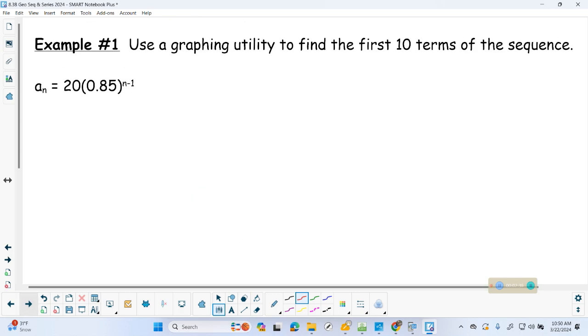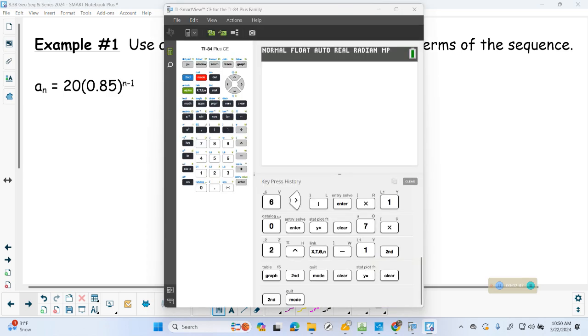Now, use your graphing utility to find the first 10 terms. Here's the thing. I could put 1 in for N, 2 in for N, 3 in for N, 4, all the way up to 10, but that's going to be really obnoxious. We've done this before, and I'm going to use it again today. Let's use our graphing calculators.